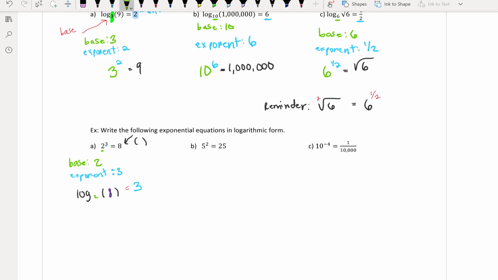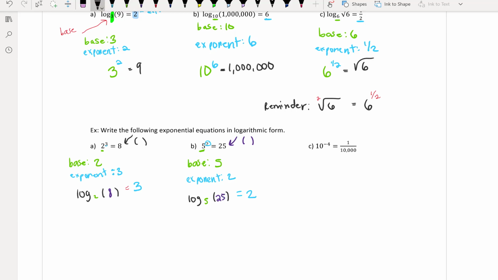All right, let's try that again. I know that I have my base, that is 5. I also have my exponent, and that is my 2. I know this is going to be inside my parentheses. When I rewrite it, I'm going to have log, and here I have my base 5, and it's going to equal my exponent. What I'm going to put inside the parentheses is a 25.